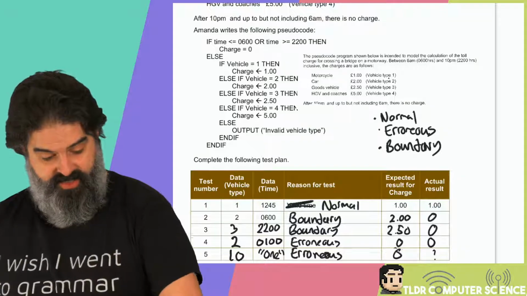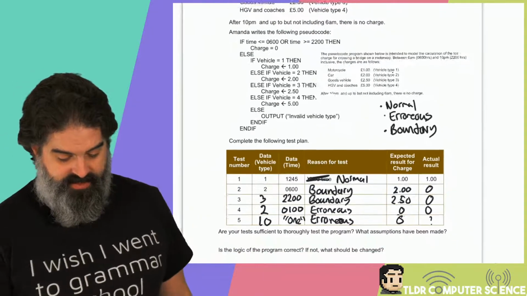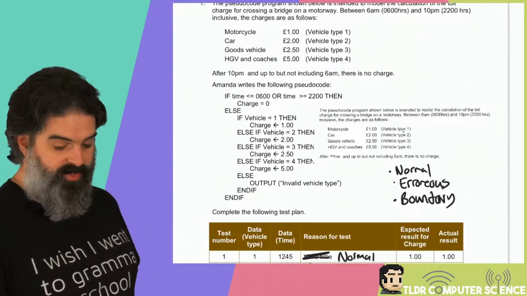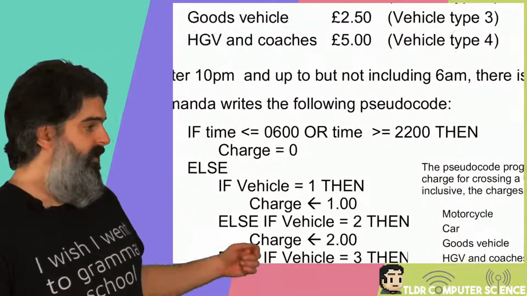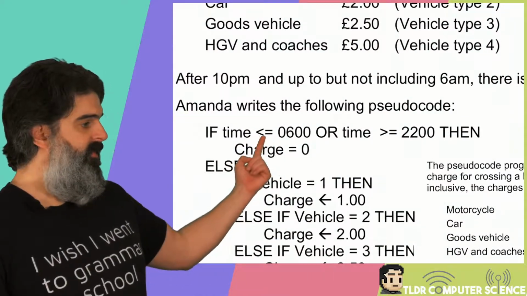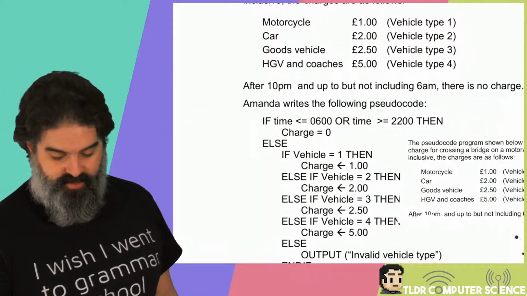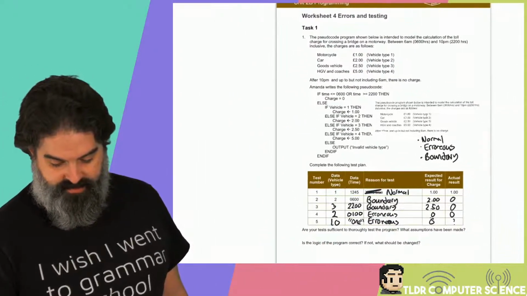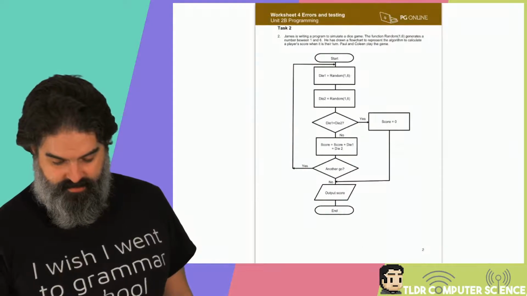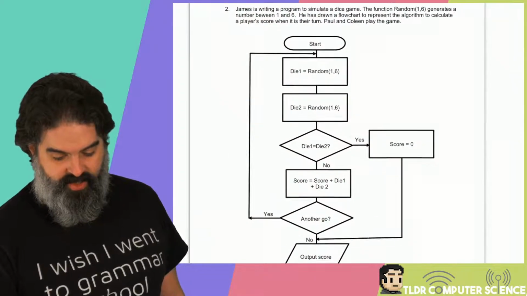Then the next question underneath, it says, is the logic of the program correct? So this is when you could talk about on here that instead of less than or equal to 600, it should be less than 600 and greater than 2200. And then we've got another one, which is a flowchart.